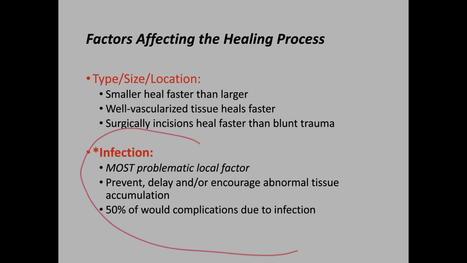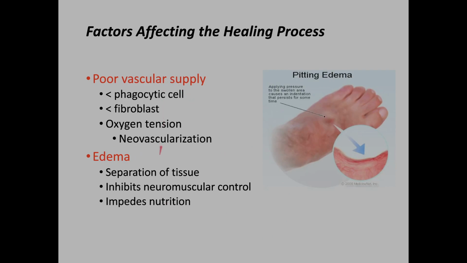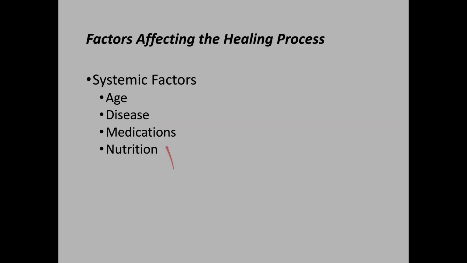This is one thing to know. Infection is always going to be your most problematic local factor. This is the one we're paying attention to most. Infection gets all the bells ringing. This is what we really want to hone in on in terms of identification and monitoring of our patient, particularly following an extensive open wound. You can see some statistics here. 50% of wound complications are due to infection. Poor vascular supply, again, we know edema, we've gone over.